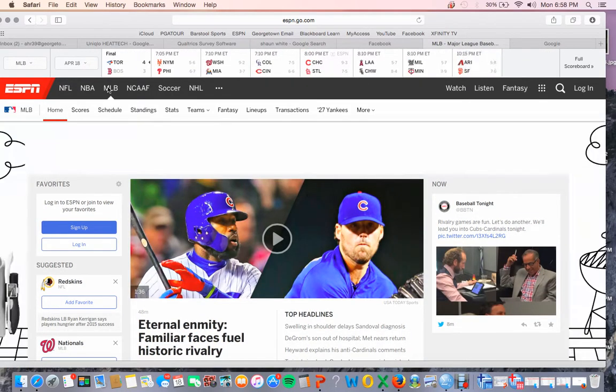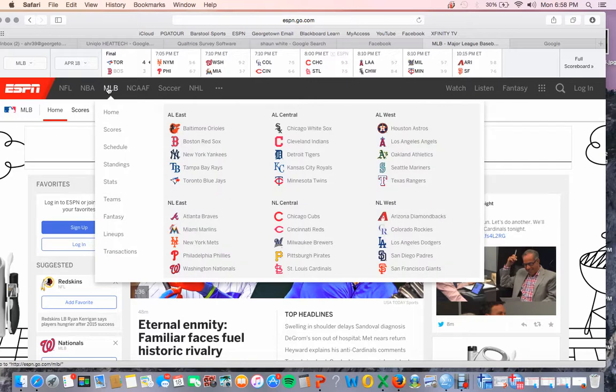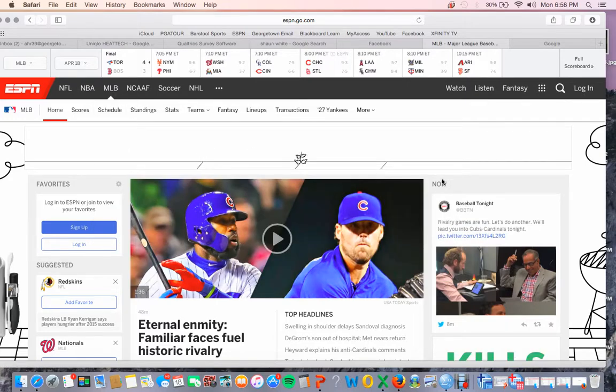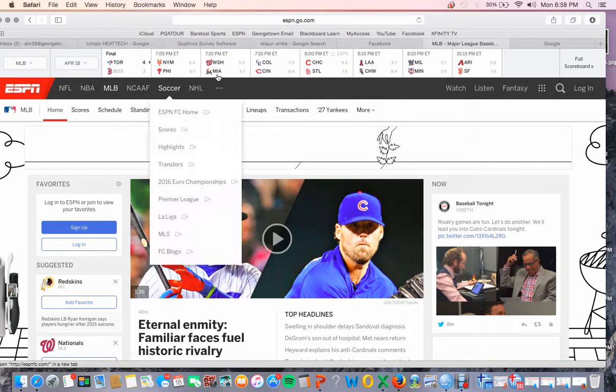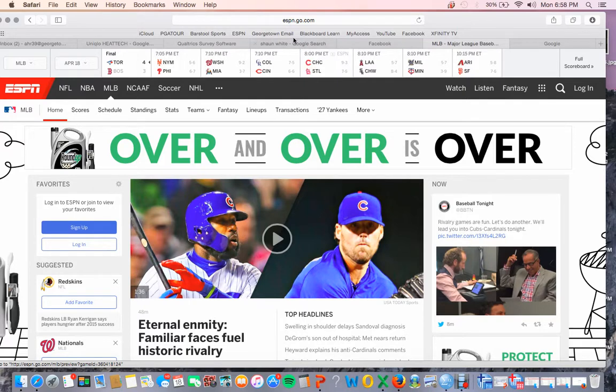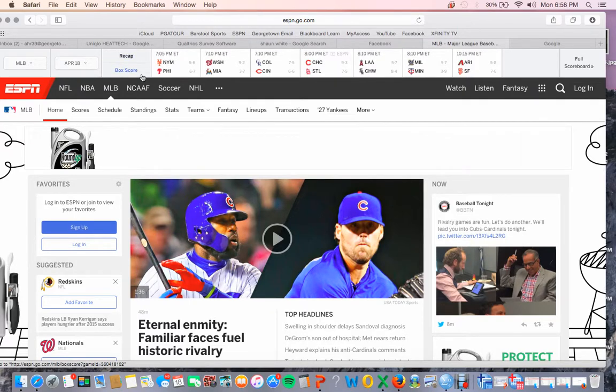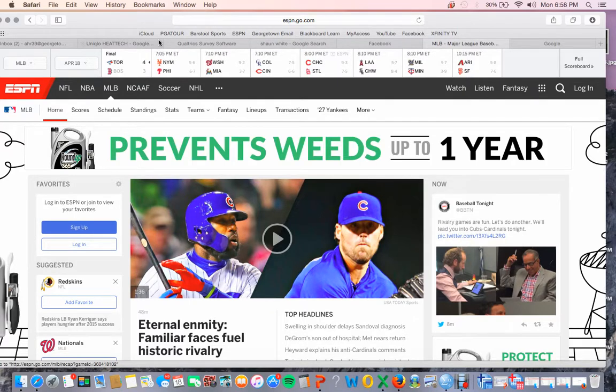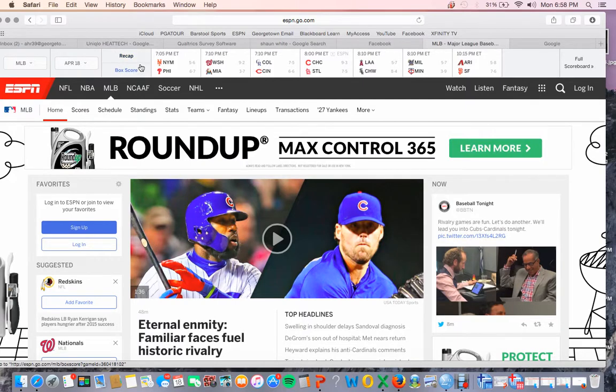In order to read a box score, you're going to need to have a live game to read or a completed game. Looking up here, most of the games don't start till 7 o'clock. It's 6:58 right now. But we did have a game played earlier in Boston between the Blue Jays and the Red Sox. So I'm just going to hover over that with my mouse and click box score.